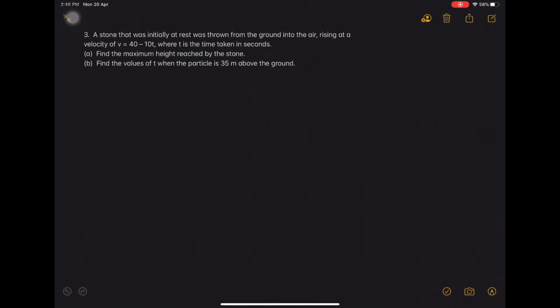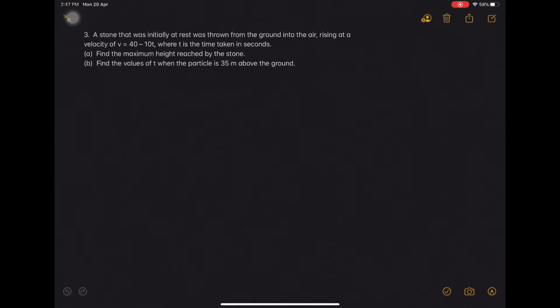For our third question, we have our stone that was initially at rest. It was thrown from the ground into the air. So it is rising at the velocity which is given to us, the equation, and we have the time in second. We are asked to find the maximum height reached by the stone. So we're going to find height, which is our displacement.